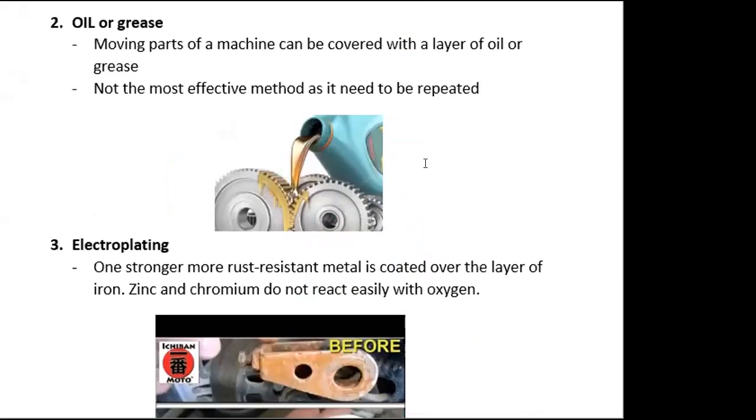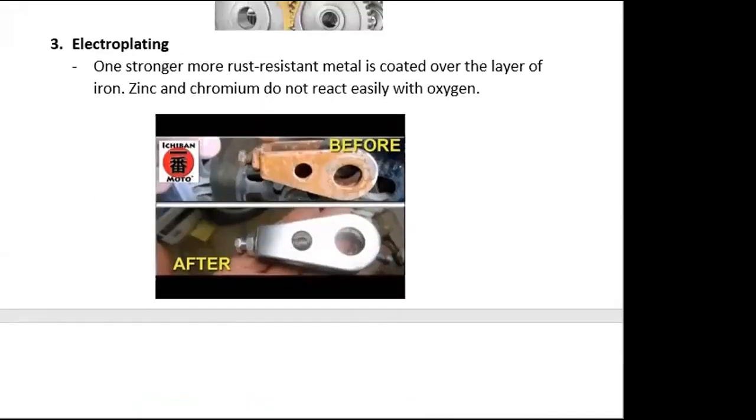Then we have oil and grease. Moving parts of a machine can be covered with a layer of oil or grease. It's also not the most effective method, and can you think of a reason why? Like if you have a door that's making a noise, you usually grease it, right? But why isn't it the best method? Because oil runs dry after a while. Yeah, exactly. It runs dry and you have to keep replacing that oil. It sort of evaporates into the atmosphere.